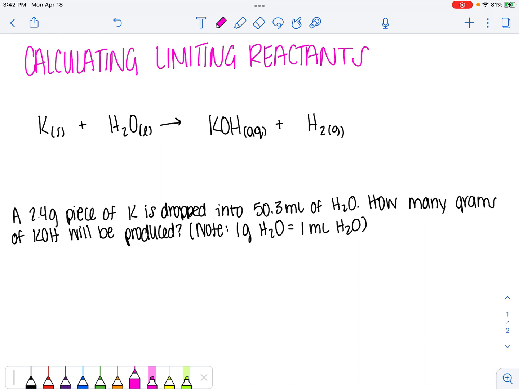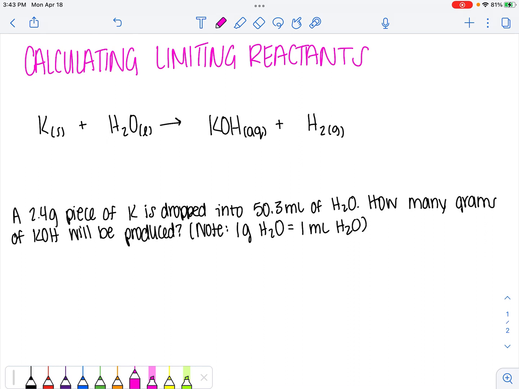So we can quantitatively determine, aka calculate, how much product we can make from our given reactant masses through these limiting reactant calculations. So there's 4 easy steps to calculating limiting reactants, and the first is that you got to start off with a balanced chemical reaction equation. So I'm going to walk you through some examples using this reaction right here.